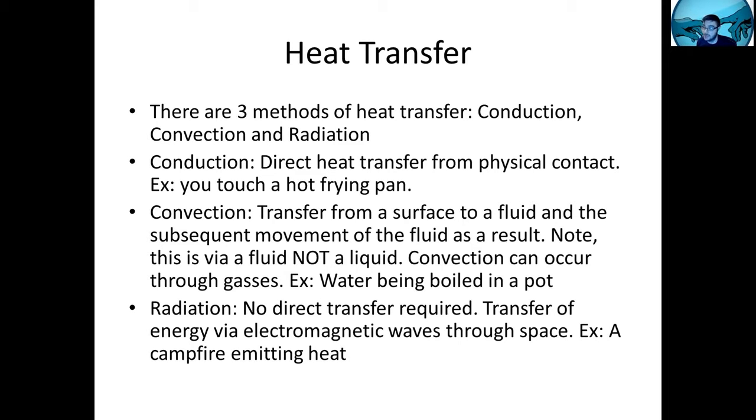Example, you touch a hot frying pan. Heat goes from the frying pan directly into your skin, right, by direct contact. Next is convection. This transfers from a surface to a fluid, and it results in the subsequent movement of the fluid as a result of being heated. Note, this is via a fluid, not a liquid. So convection can occur through gases as well, not just liquids.